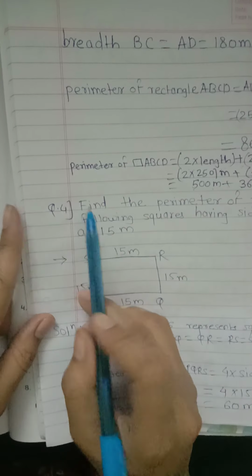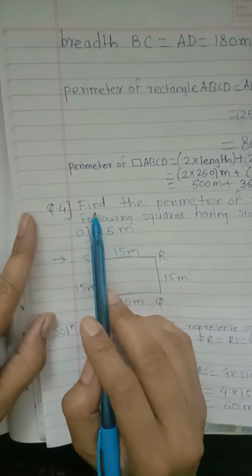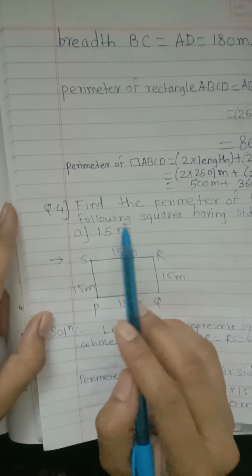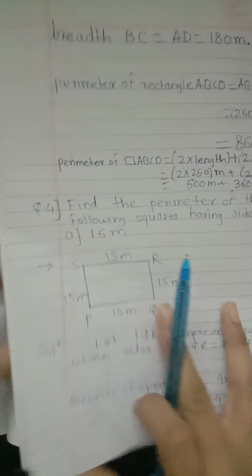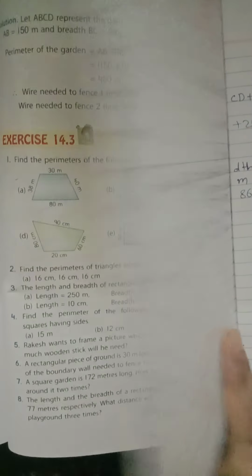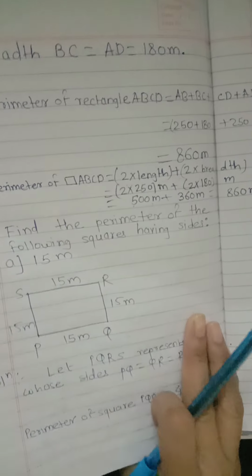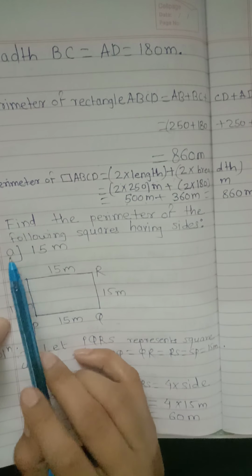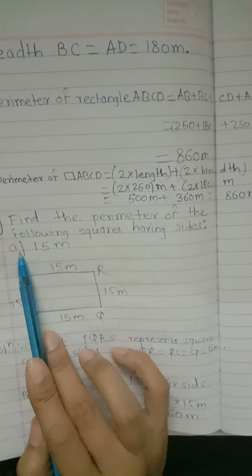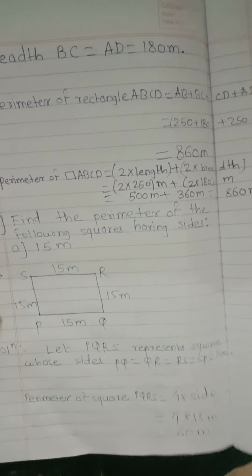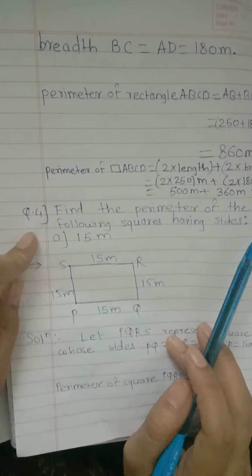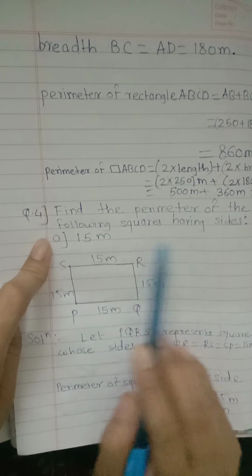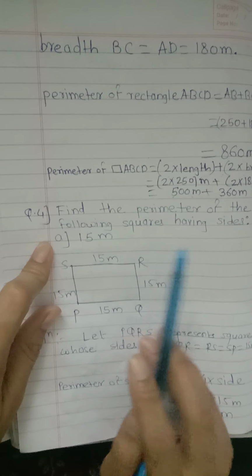Now the next question, question number 4. Find the perimeter of the following squares having sides. It has 2 subparts, subpart A and B, and from that I'm going to solve the subpart A and I want you to solve the subpart B on your own. Okay, so we have to find the perimeter of the given squares and the lengths of their sides are given over here.